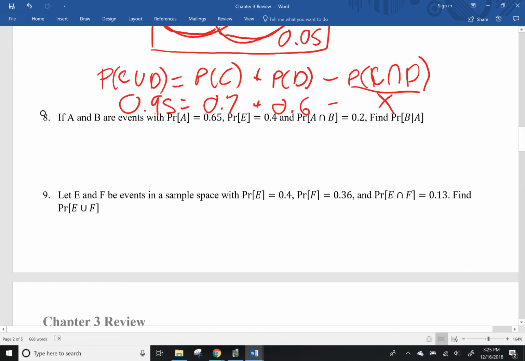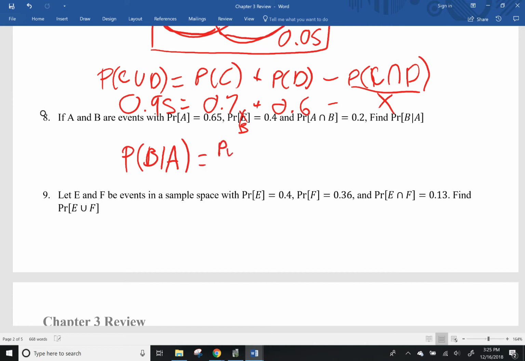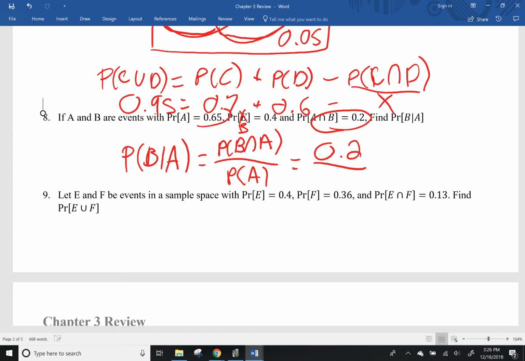If A and B are events with probability of A being 0.65, and this should be probability of B here, equal to 0.4, and probability of A intersect B 0.2, what's the probability of B given A? So again, probability of B given A, our formula will be the intersection of B and A over the probability of A specifically. So the intersection is already given to us, that is 0.2. The probability of A is also already given to us, which is 0.65. So just plug them in and you have your answer. So I believe this is 4/13, and whatever the decimal equivalent to that is.